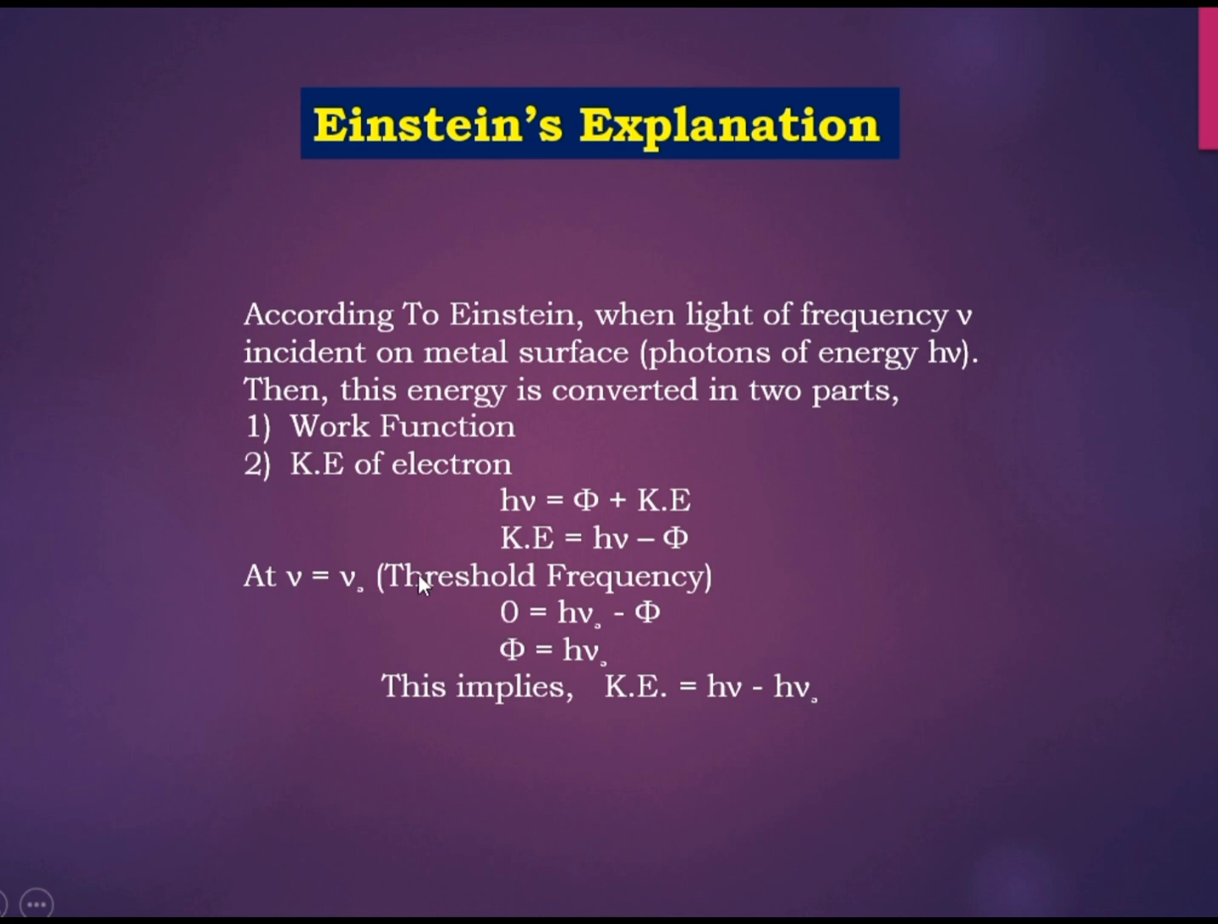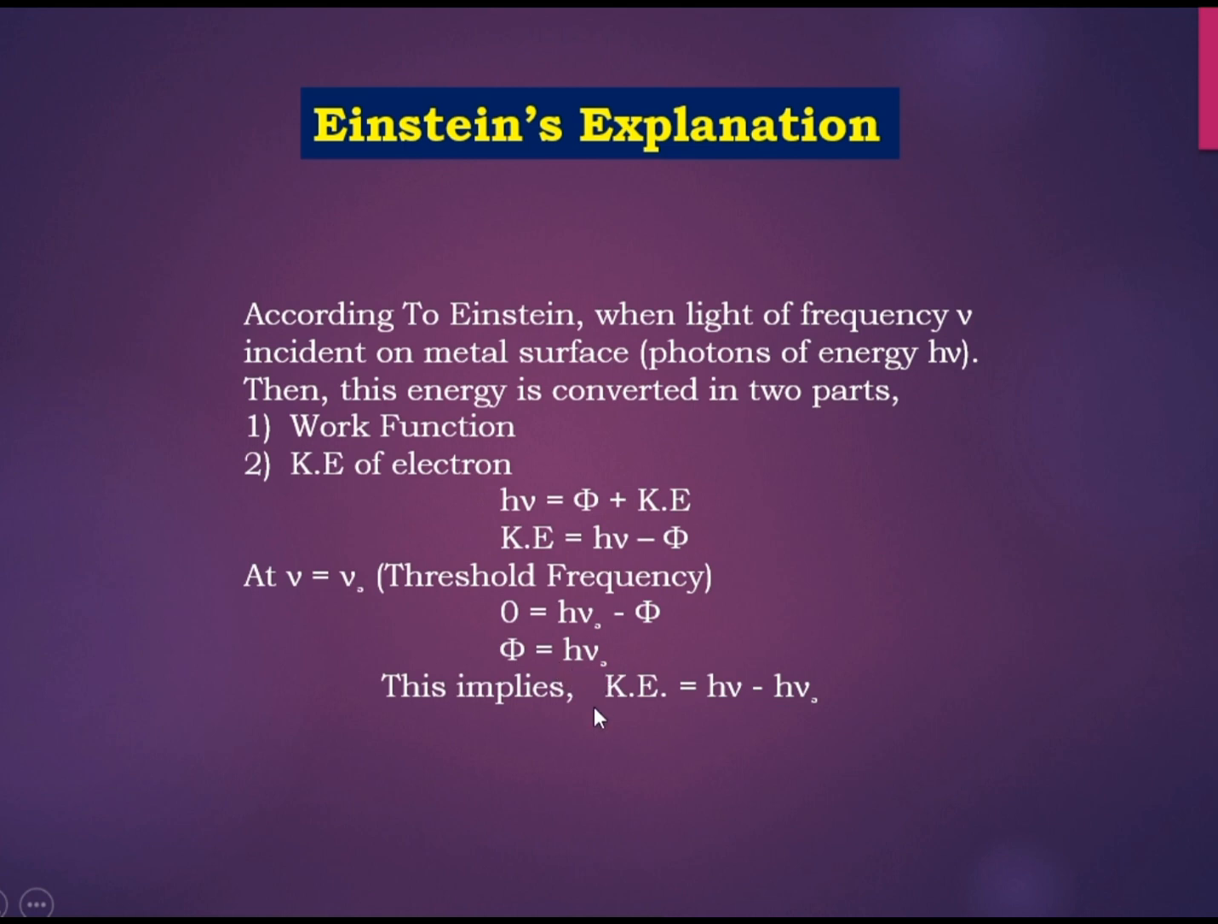So when the frequency of the incident photon is exactly equal to the threshold frequency, what will happen? There will be no kinetic energy provided to the electron. The electron will just get ejected from the metal surface. It will not gain any kinetic energy. So kinetic energy will be 0, and since nu is equal to nu naught for the threshold frequency, this implies that the work function phi will be equal to h nu naught.